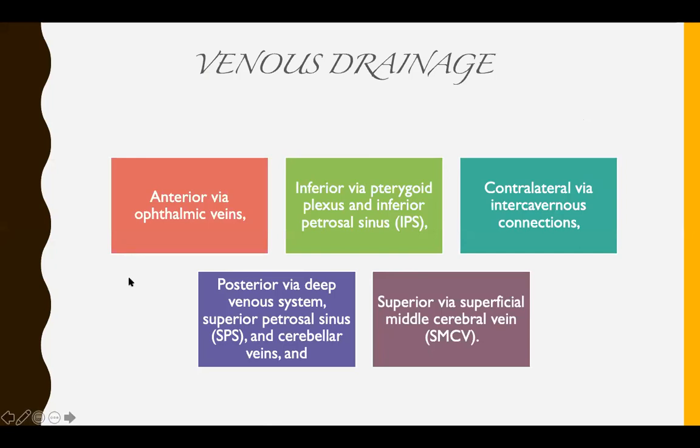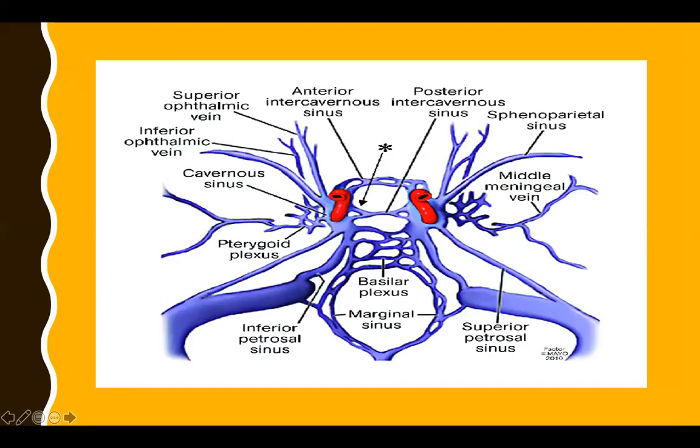Anterior drainage is via the ophthalmic veins, and posterior drainage is via the superior petrosal sinus and the cerebellar veins. Inferior drainage is via the inferior plexus, pterygoid plexus and inferior petrosal sinus, superior via the superficial middle cerebral vein, and contralateral via intercavernous connections. This is a picture which shows clearly all the sinuses. This is a cavernous sinus with ICA.